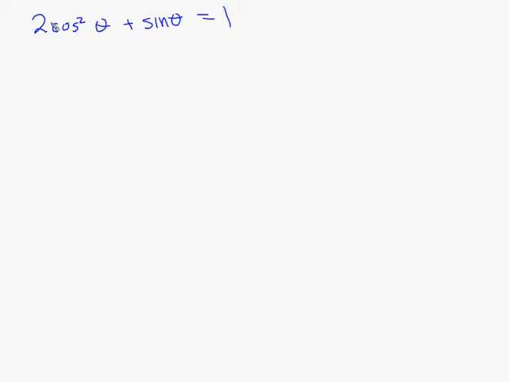I have 2 different types of trig functions. Which one can I change? The cosine. Why can I change that one and not the sine? Because the sine is not squared. The cosine is squared. How do I change it? Well, I have this Pythagorean identity, right? And if I want to change cosine to sine, solve for sine.